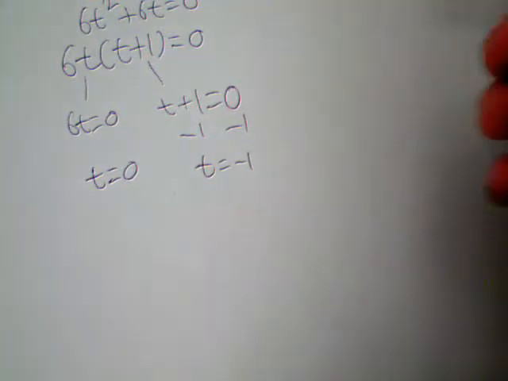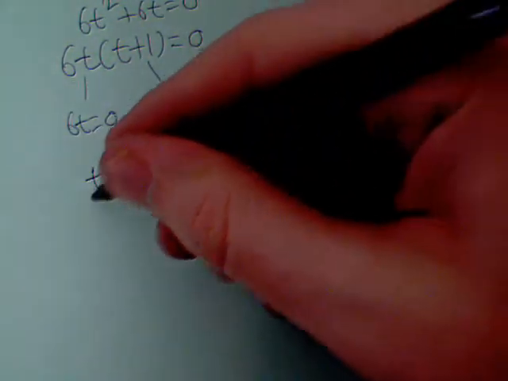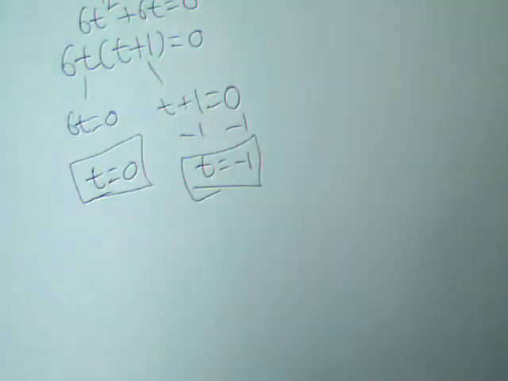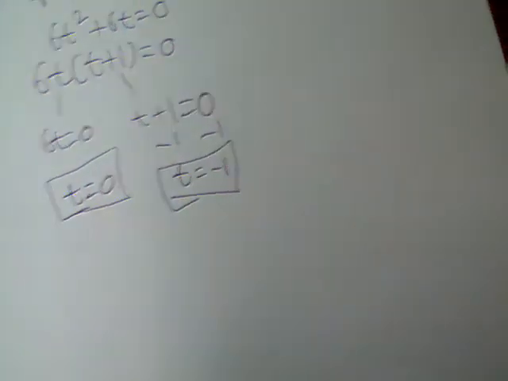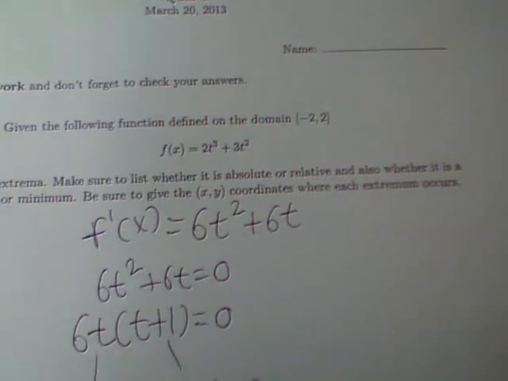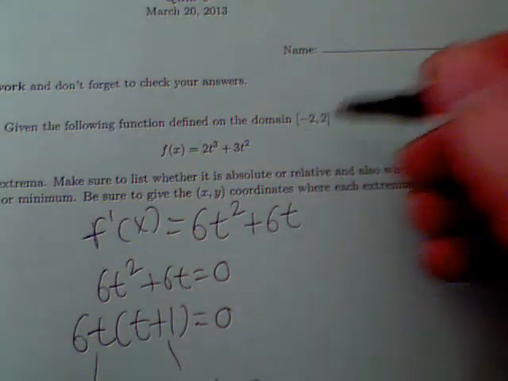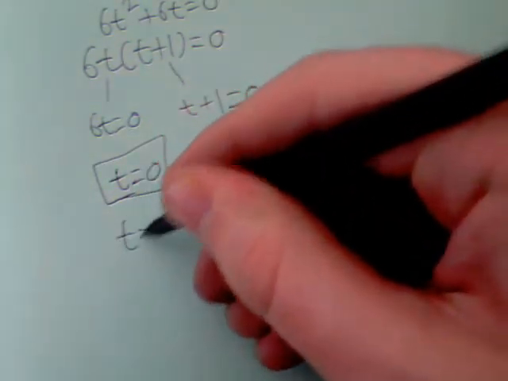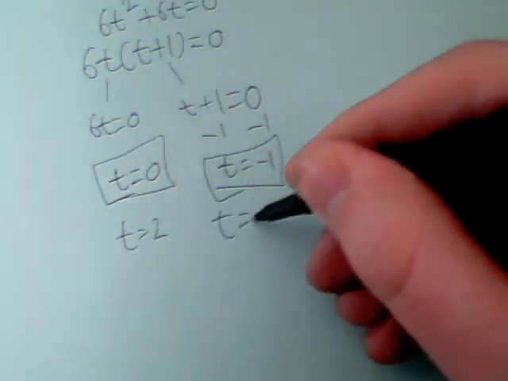So these are our critical points. Where else can an extrema occur? Singular points, but with a polynomial we don't get singular points, and at our endpoints. So we also want to check t equals 2, t equals -2.